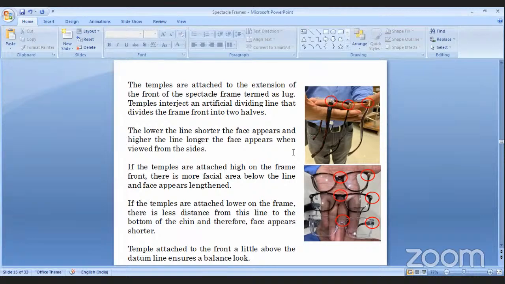In general, temples that are attached to the frame front a little above the datum line ensure a balanced look. Datum line means the line, it's an artificial line, an imaginary line that passes through the center of the lens aperture in its vertical measurement. So any frame where the temples are attached to the frame front a little above the datum line ensures a balanced look because the division is almost 60-40.